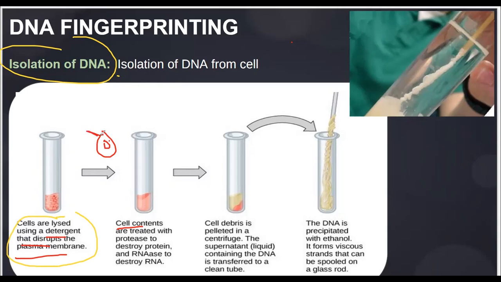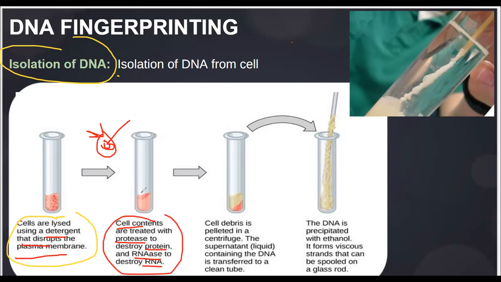When you break this plasma membrane, everything will come out in the solution. So now in the solution there will be proteins, there will be RNA, there will be DNA, there will be some other molecules which you are not interested in. So you will use other enzymes to remove mostly protein and RNA. You are not interested in these two parts of the cell. You are left with DNA, and then what will you do?